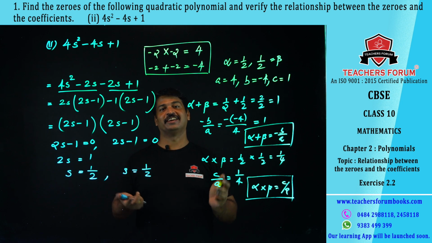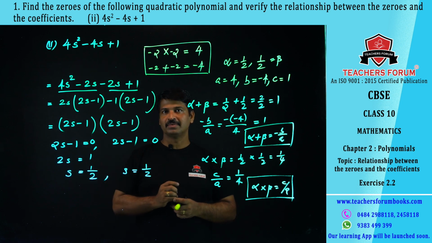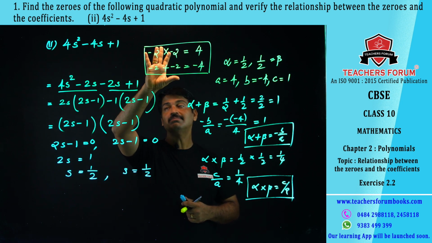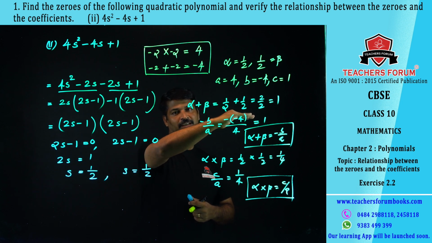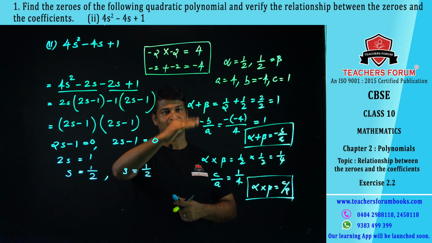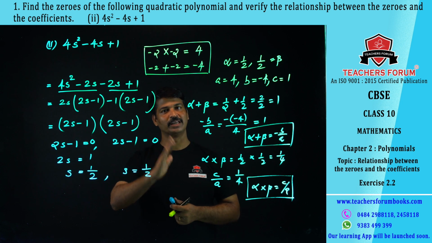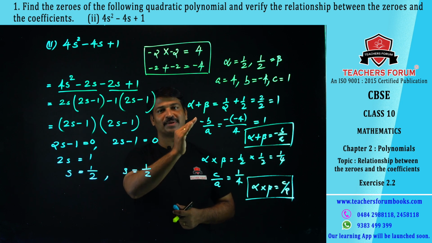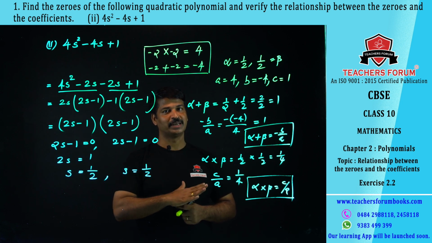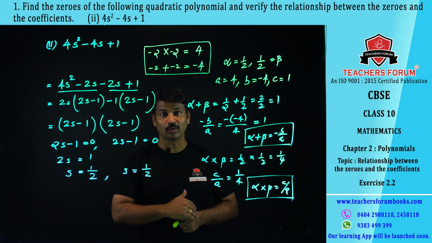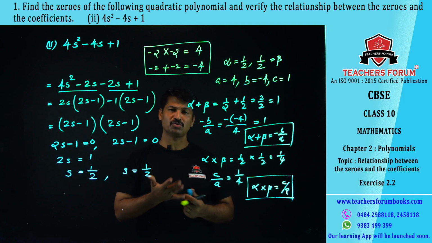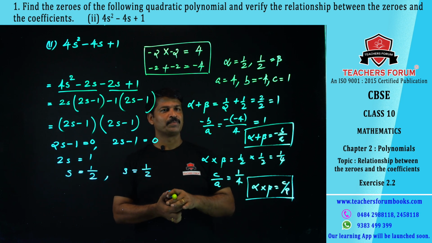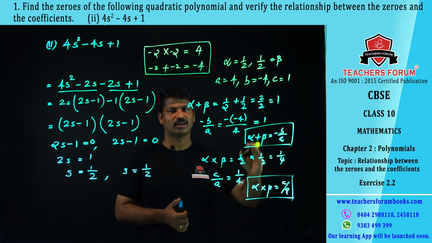Okay, I think it is clear. First step, using splitting the middle term, you have to find the zeros. Name them alpha and beta. Find alpha plus beta, then you find minus b by a. Those two answers will be equal. So from this we conclude alpha plus beta is equal to what? Minus b by a. That is, sum of zeros is equal to minus of coefficient of x by coefficient of x square. That is the relationship. Okay. So sum of zeros, that is alpha plus beta, is equal to minus b by a.